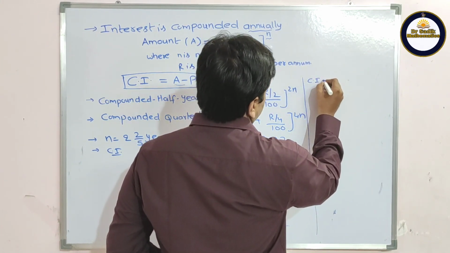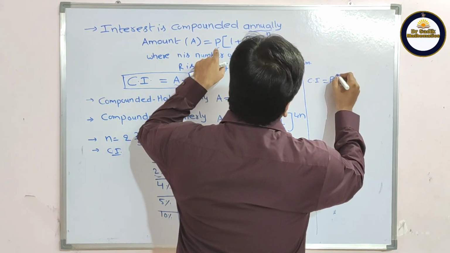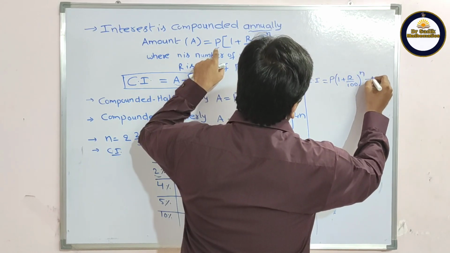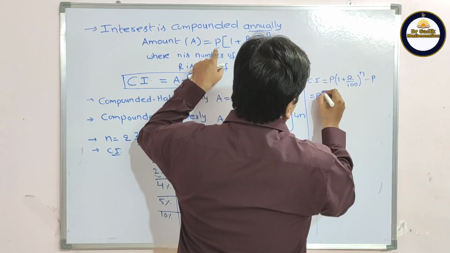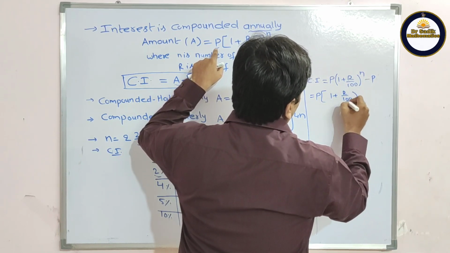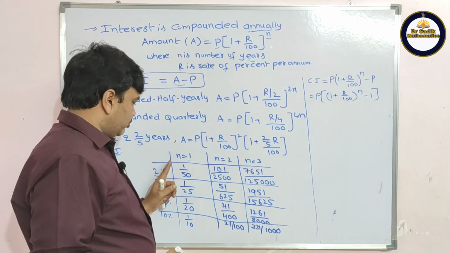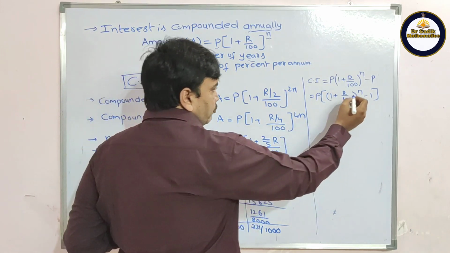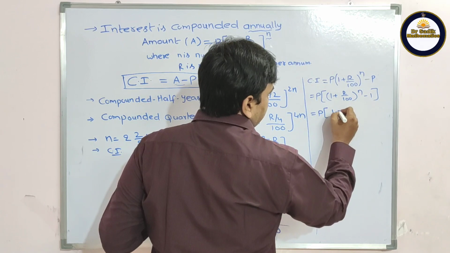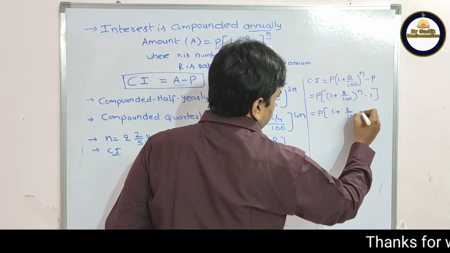See compound interest: A is P into 1 plus R by 100, whole power n, minus P. I want to take P in common. Then I get P into 1 plus R by 100, whole power n, minus 1. Suppose I am taking n equal to 1 for 2%. So we get P into 1 plus 2 by 100, whole power 1, minus 1.